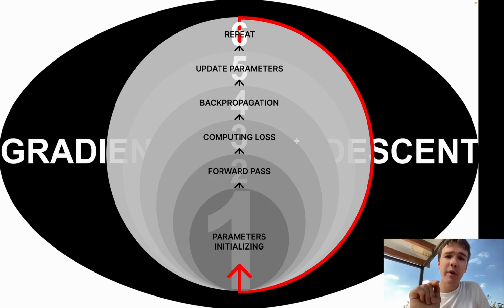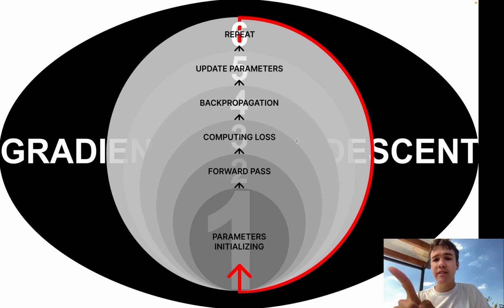Then the fifth step is updating the parameters, and then we just need to repeat all of that. The sixth step is to repeat all of them again, and all of that consists in this black ellipsis, which is the gradient descent.